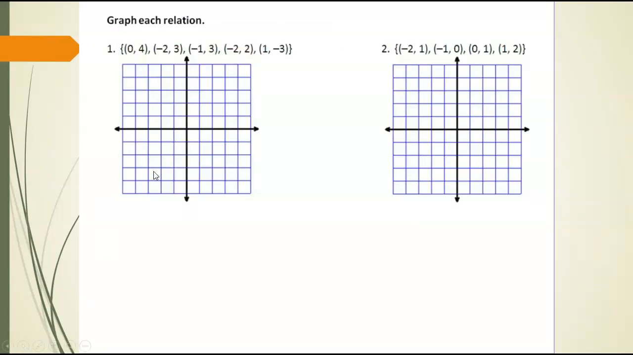All right. So what we want to do is graph each relation and determine its domain and range. So 0, 4, negative 2, 3, negative 1, 3, negative 2, 2, and 1, negative 3.